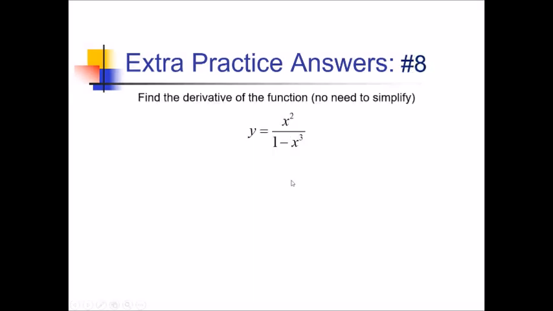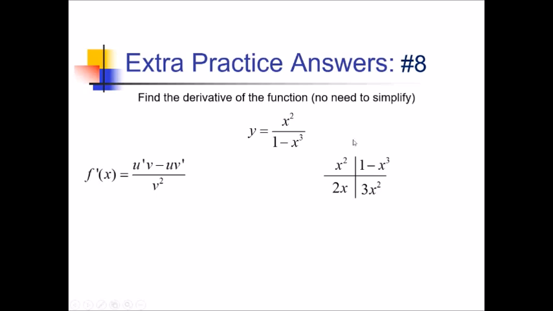For this problem, they want us to figure out the derivative. Since there's no way to simplify this, we're going to have to go with the quotient rule, u prime v minus uv prime over v squared. Setting up the box and ribbon for that, we've got our numerator, x squared, and our denominator, 1 minus x cubed, and their derivatives, 2x, and this will be negative 3x squared.